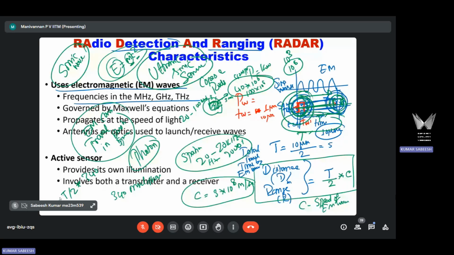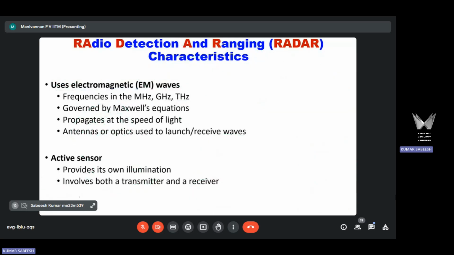But sound waves cannot travel longer distances. They can travel maybe 100 meters, 200 meters, not beyond that. Generally, they are used for short range, 1 to 10 meters, 20 meters distance. Okay, that we'll see later. Now, let us come back here.